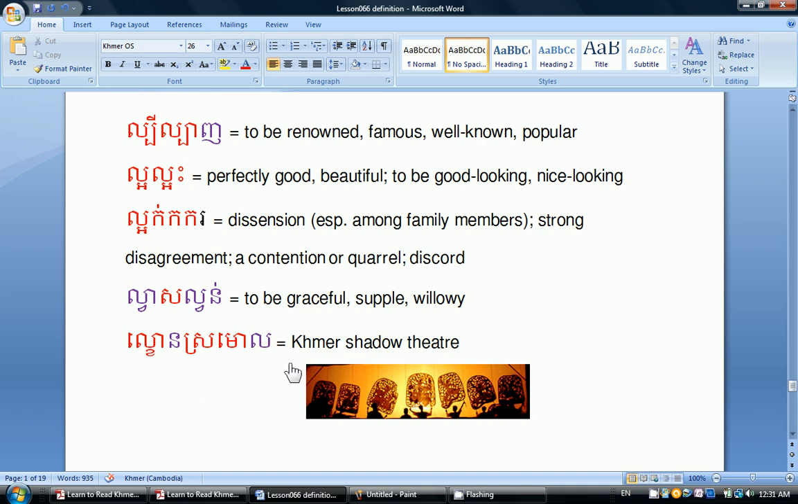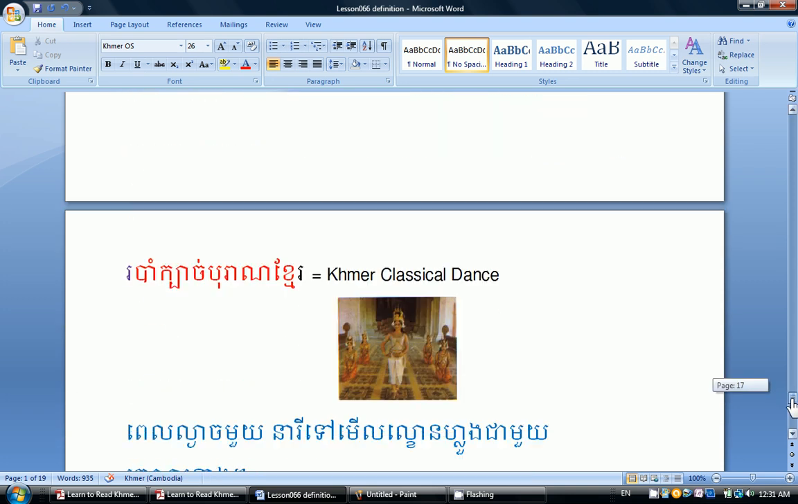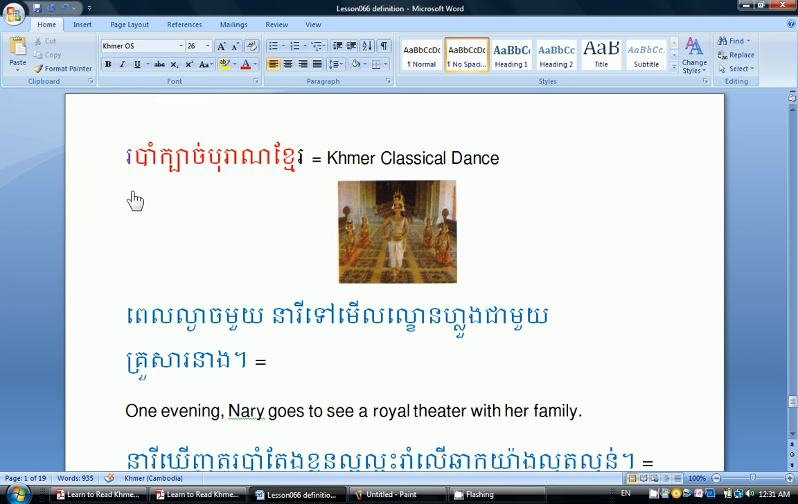Lakhan Sarmal is a Khmer shadow theater. Okay, here's a picture of Lakhan Sarmal. Robam Kmat Moran is a Khmer classical dance. Here is an example of Robam Khmer Kbach Boran. Okay.